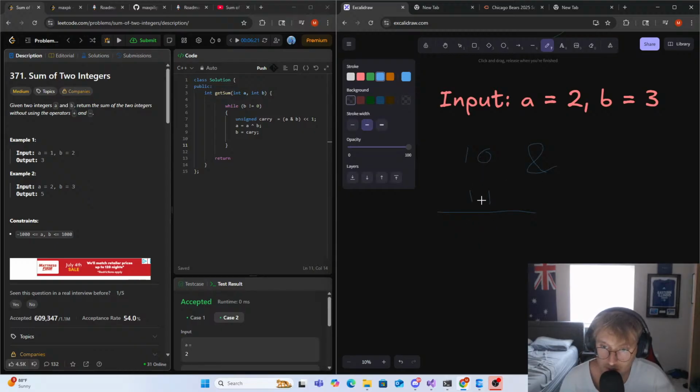So we do our AND, right? We do the AND of this, right? The AND of this is 1, 0, 1, right? And then we want to bit shift to the left, right? So if we bit shift left by 1, this will come out as 1, 0, 0, right?